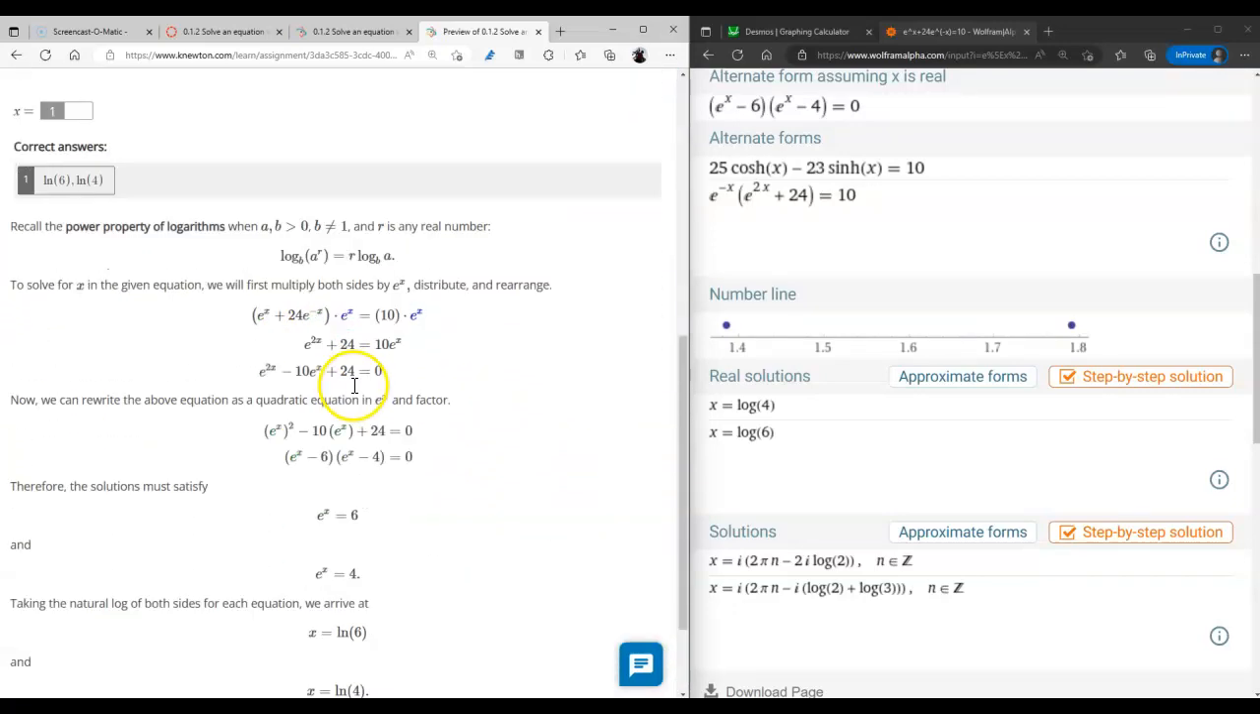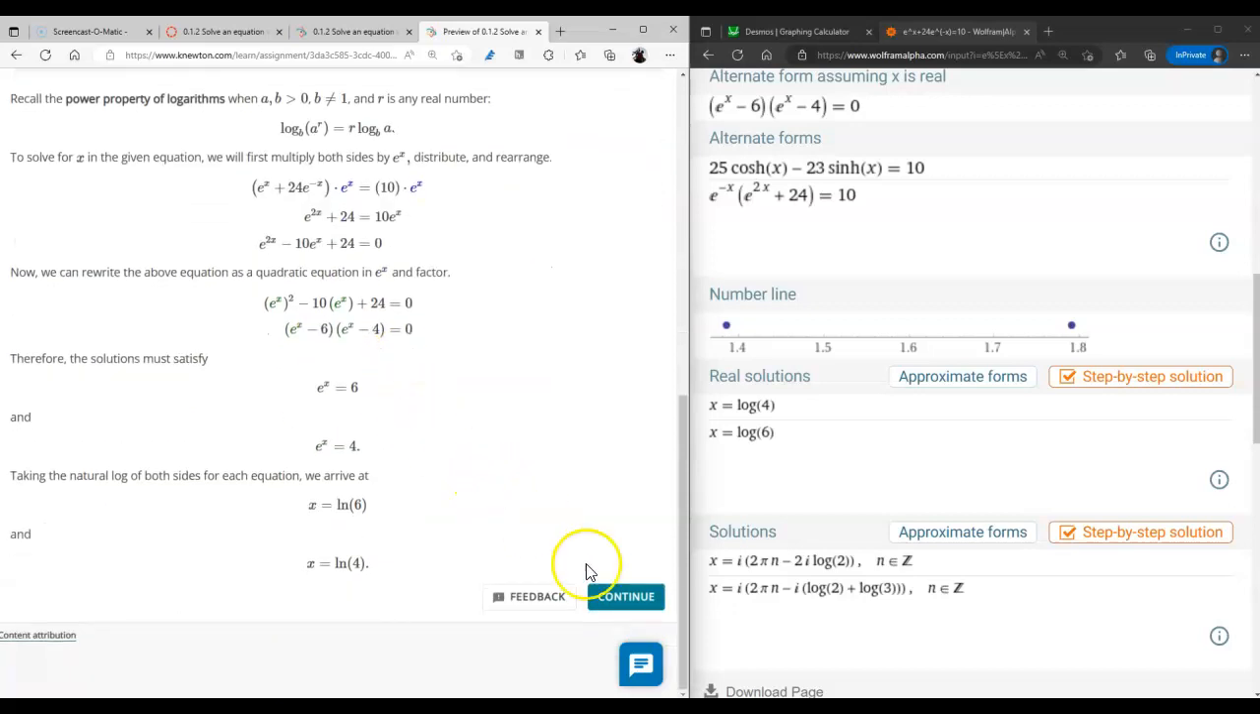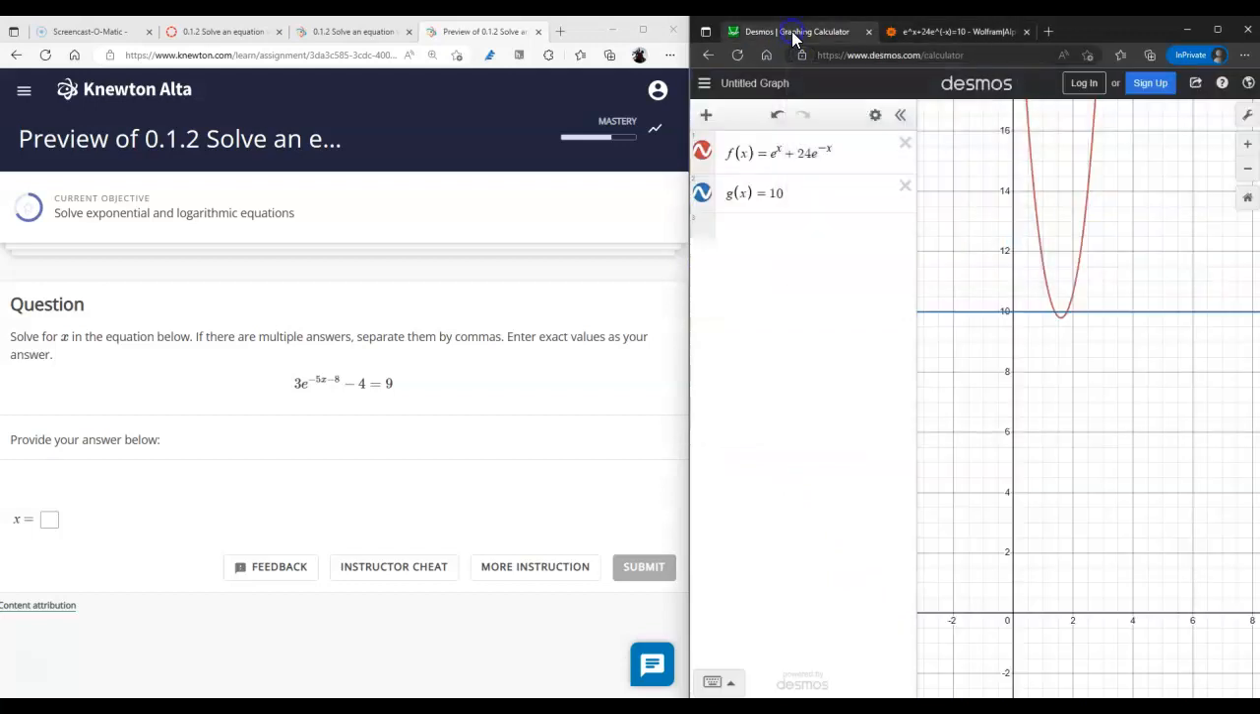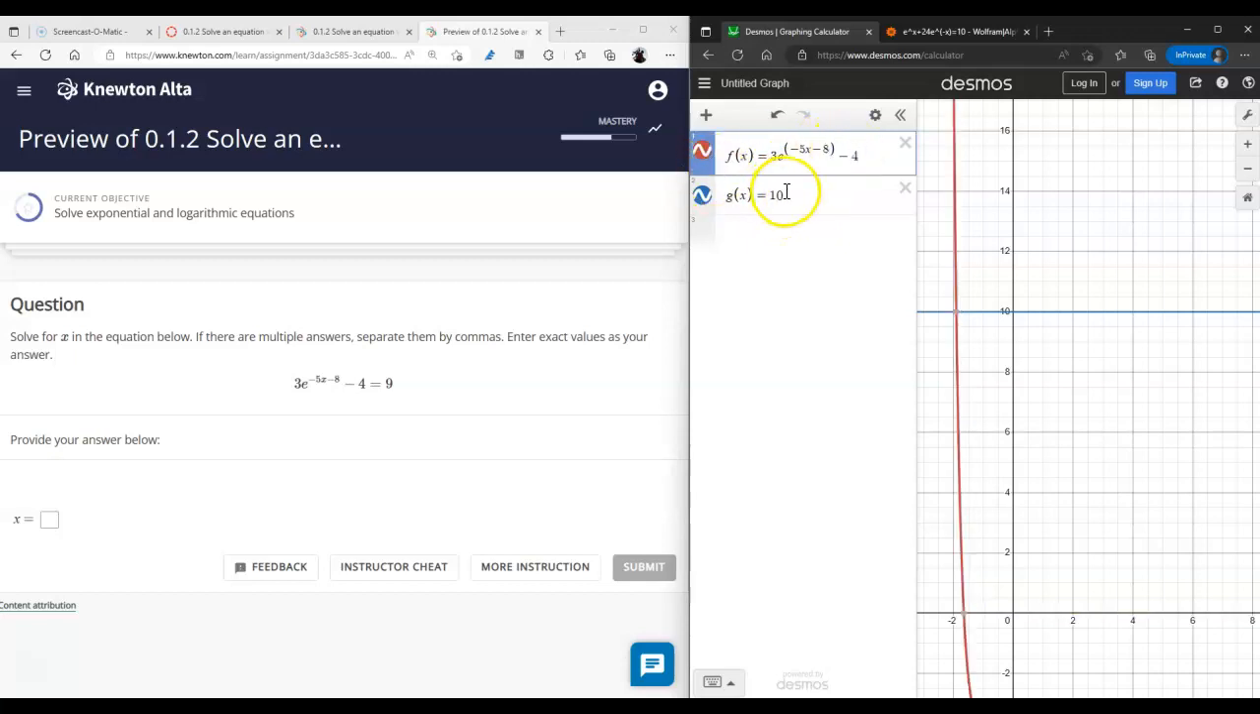Now, look at this analytical solution. Who has time for this? Not us. Another exponential equation, same task, so let's just get this done. 3e to the power negative 5x minus 8 minus 4 and 9.